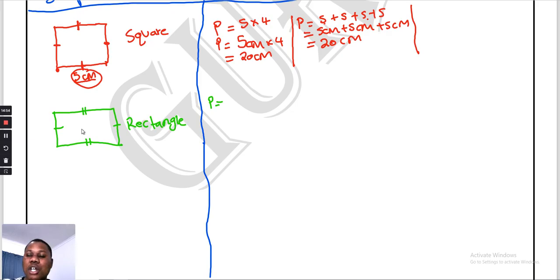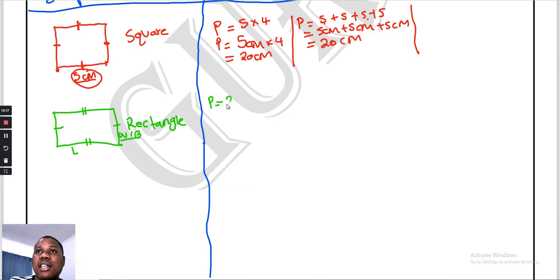So when we look at our object here, we said it is a rectangle. In our rectangle, we have our length, and our length in an object is going to be the longest side. Then we have the width, or we can call this our breadth, anyhow you want it. It's either you say the width or the breadth. So how do we calculate the perimeter of a rectangle?